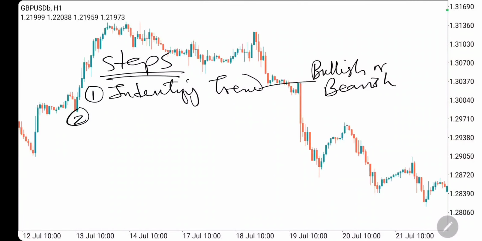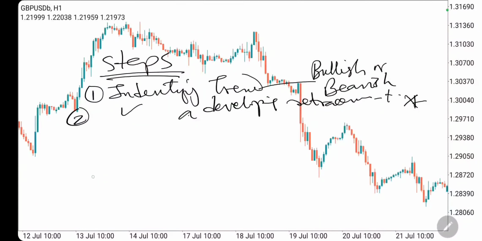Number 2, identify a developing retracement. Okay, identify a developing retracement. Because you cannot know where your swing high and low are until you see something that appears to be a retracement. All right, identify a retracement, either a bearish retracement or a bullish retracement. Because when you see the market does this, the market could continue to move.